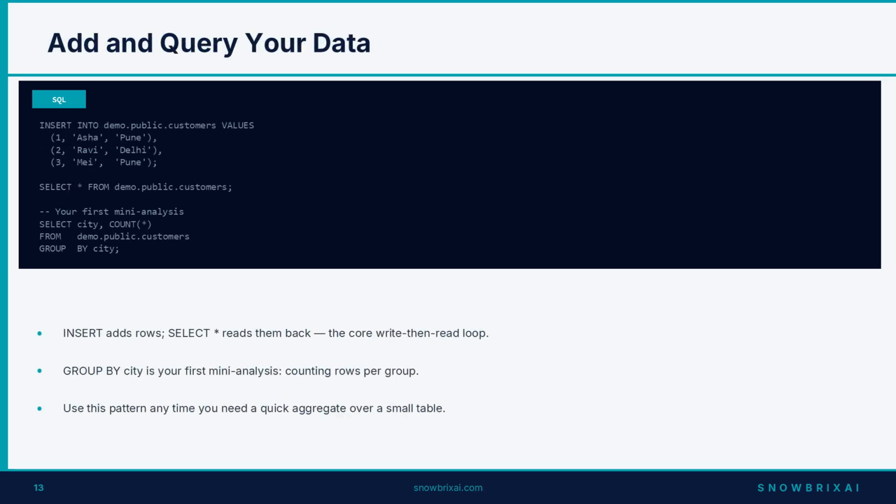Now, let us put real data in and ask it a question. Run insert into demo.public.customers with 3 rows: Asha in Pune, Ravi in Delhi, and May in Pune. Then run select star from that table, and there is your data staring back at you. Now the fun part: select city, count star from customers grouped by city. Pune shows 2, Delhi shows 1. That right there is your first mini analysis. You did not just store data, you asked it something and it answered.